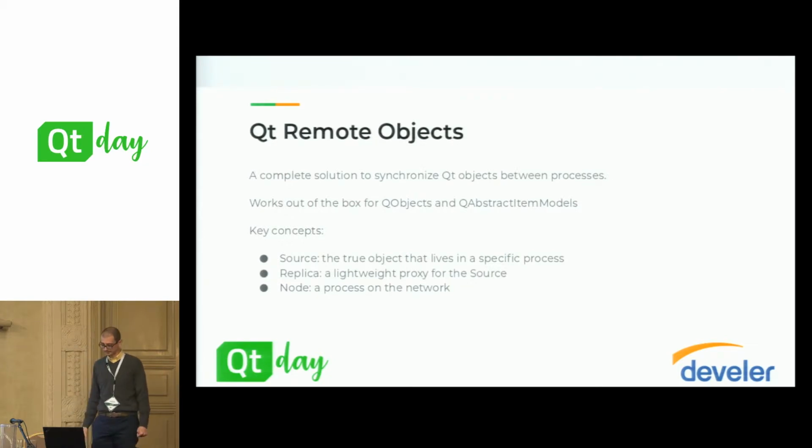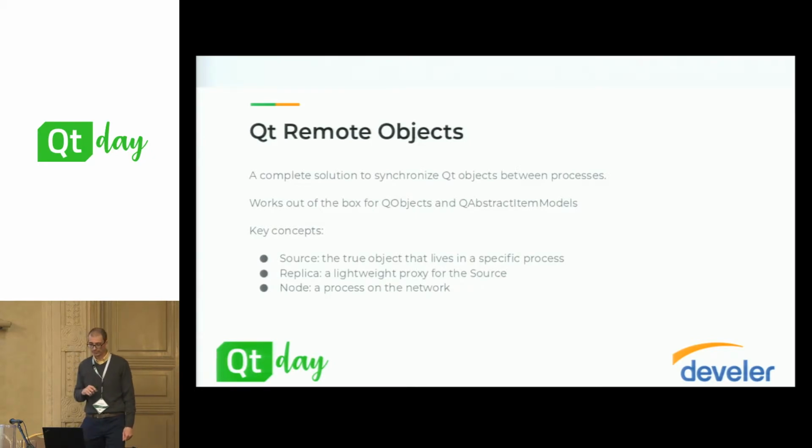How does it fit together? Well, Qt Remote Objects is a complete solution to synchronize Qt objects between processes. It works out of the box for QObjects and QAbstractItemModels. So if you have a QObject or a QAbstractItemModel, you just use it. You just tell the framework that you want to share it, and it will figure out itself how the object is composed using QObject introspection.